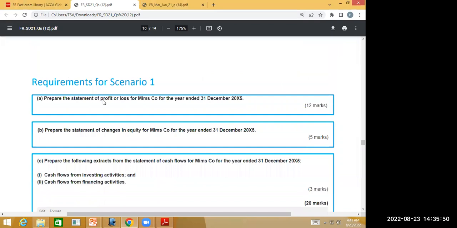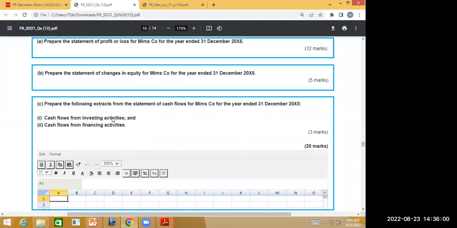From this data, you are all required to prepare the statement of profit and loss, having 12 marks. Then the statement of changes in equity, 5 marks. Then cash flow from the investing and the financing activity.